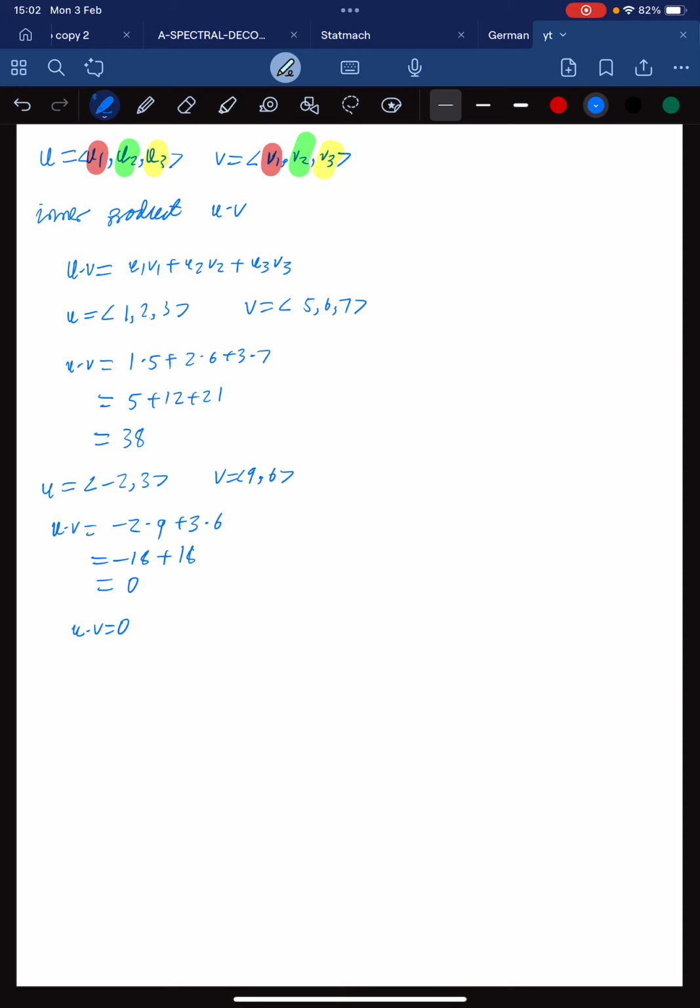What we noticed is that up here we have two vectors, and here we have two vectors, and when you get the dot product of two vectors, you always get a number, so 38 or 0. Another way of saying it is that 38 and 0 are scalars, just a single number, not vectors with 3 coordinates.